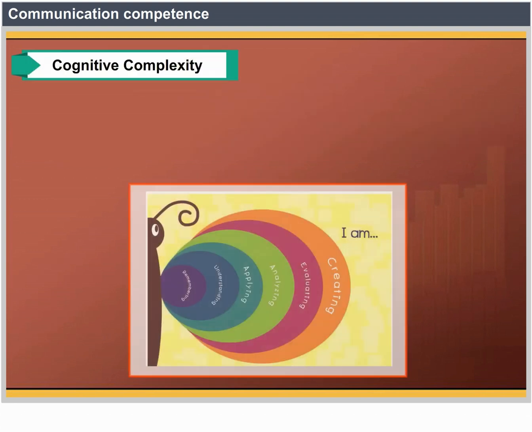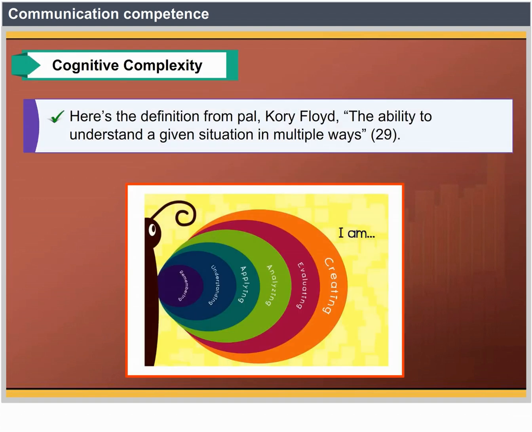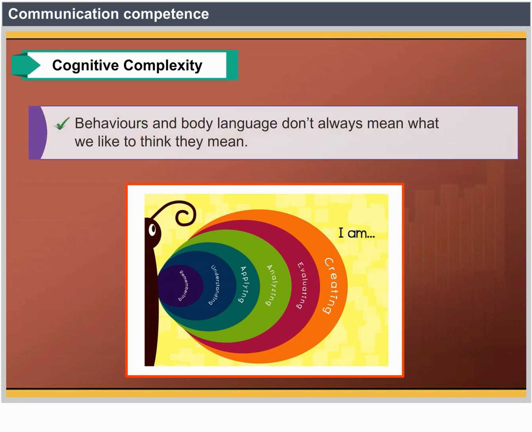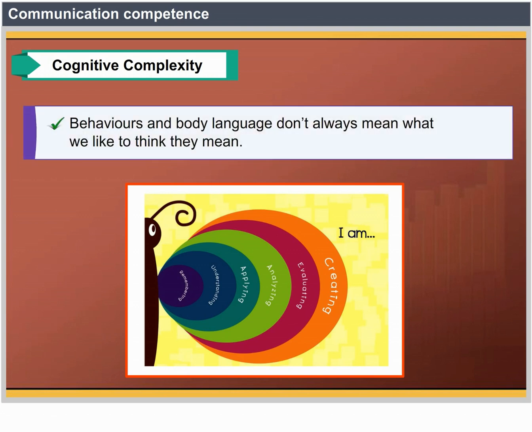Cognitive complexity. Here's the definition from my pal, Corey Floyd. The ability to understand a given situation in multiple ways. To understand situations in different perspectives helps you to choose what is going on in that situation. Behaviors and body language don't always mean what we like to think they mean.